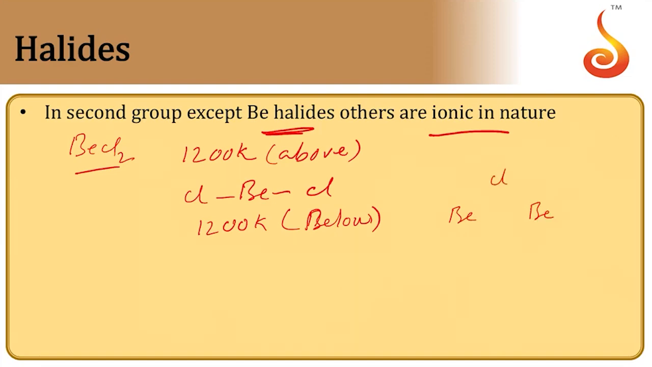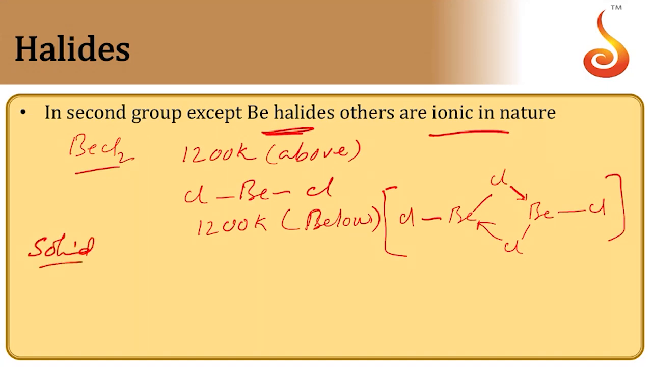So beryllium, another atom of beryllium here. So Cl, Cl, Cl, Cl. Like this we have, and there is going to be a coordinate covalent bond from these two. That is, everything is a dimeric structure, BeCl2.